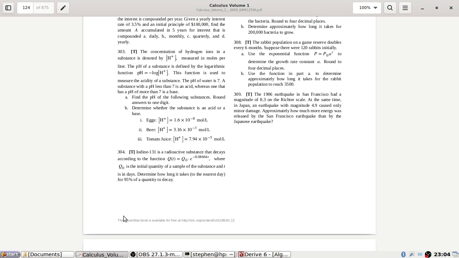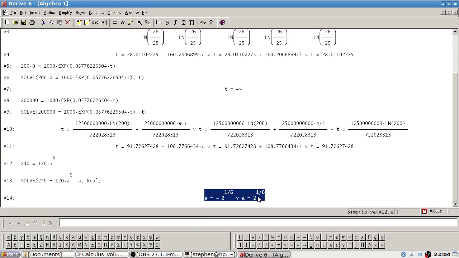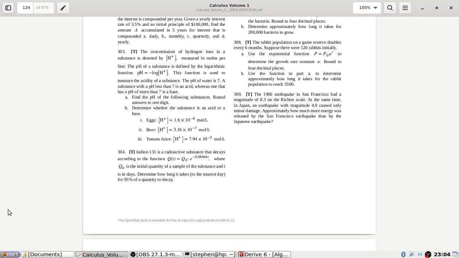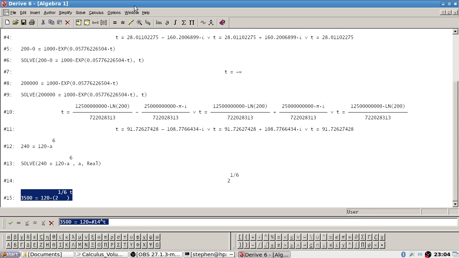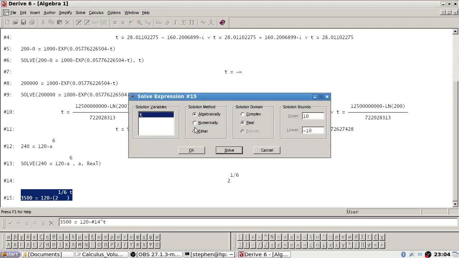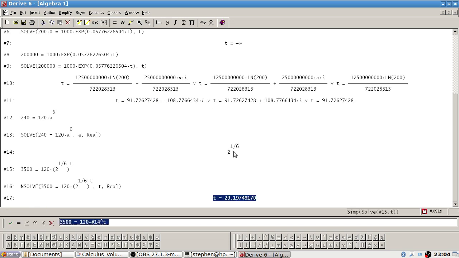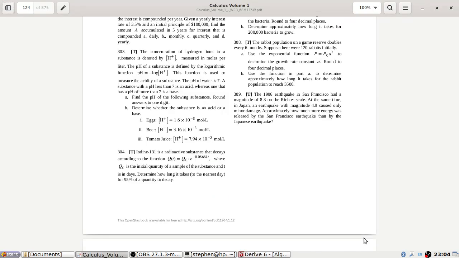Determine approximately how long it takes for the population to reach 500. Okay, so let me just edit that. And then now we want it to reach 3,500. Equal 120 times a, which is line 14, to the power t. Solve expression. Let's go numerical. 29 months. Okay.